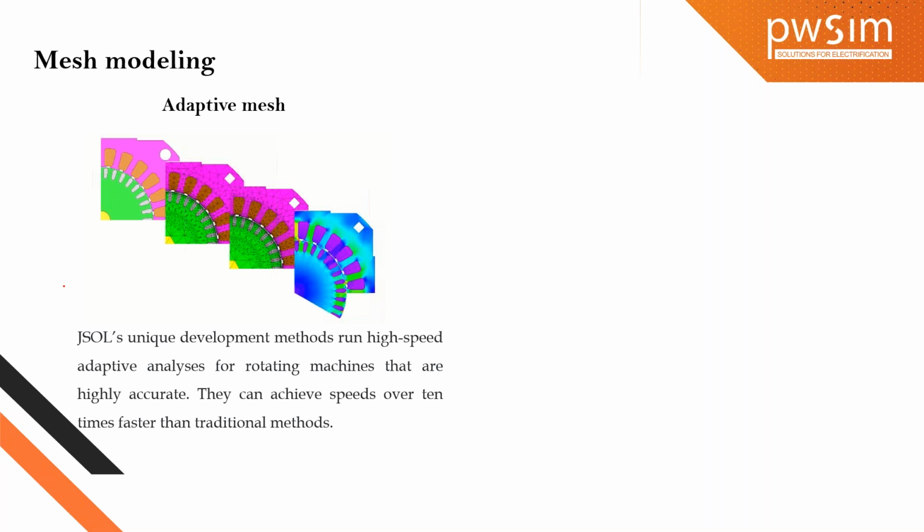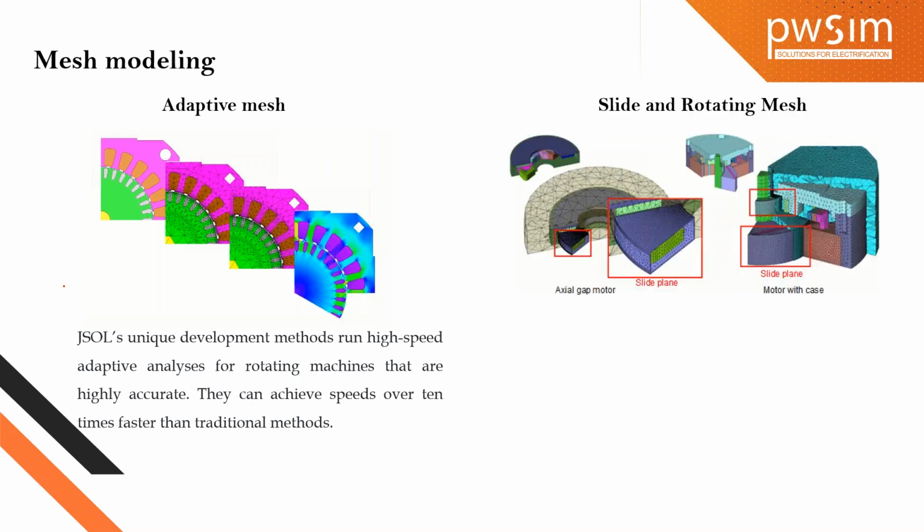JMAG's unique development methods run high-speed adaptive analysis for rotating machines that are highly accurate. They can achieve speeds over 10 times faster than traditional methods. Using adaptive can achieve 10 times faster than the traditional methods, which was developed in JMAG. So also we have a slide and rotating machine mesh for the rotating machine.